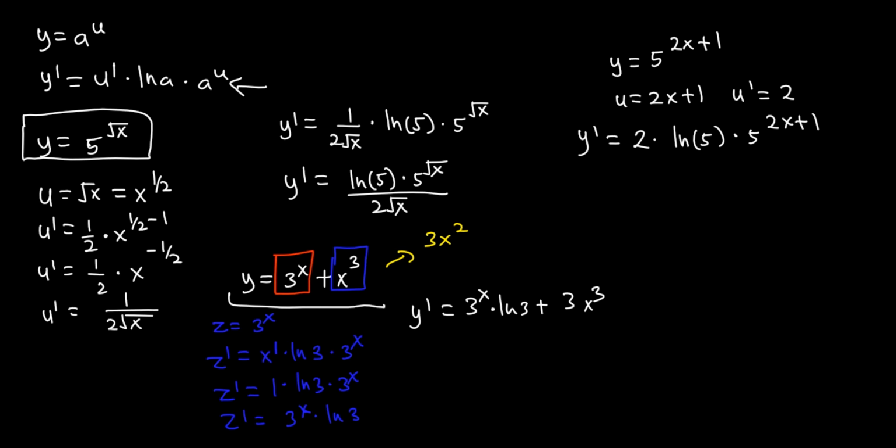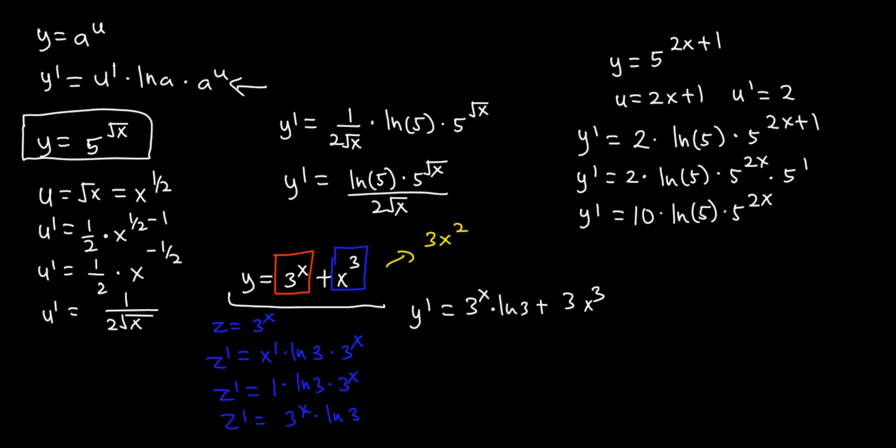I can further simplify this. So I will have y prime equal to 2 multiplying ln of 5 times 5 to the power 2x times 5 to the power 1. I just rewrote what we have here. From here I'm going to multiply this 2 with this 5, which gives us 10. So I'm going to have 10 times ln of 5 multiplying 5 to the power 2x. That will be the derivative of that function also.